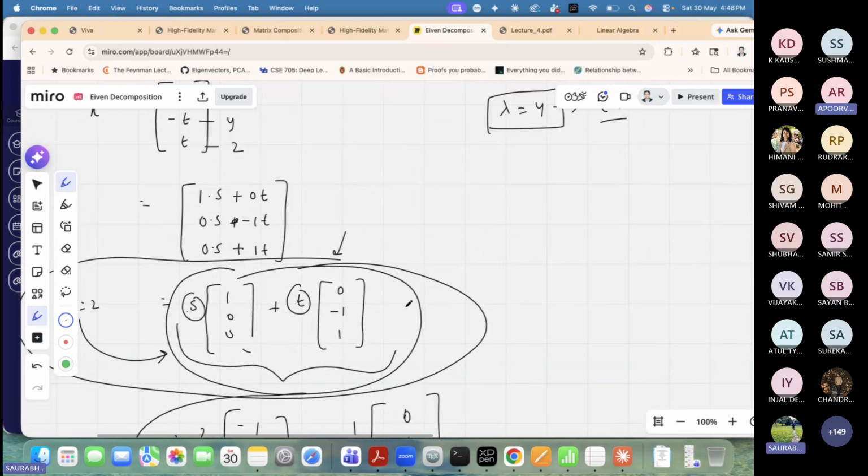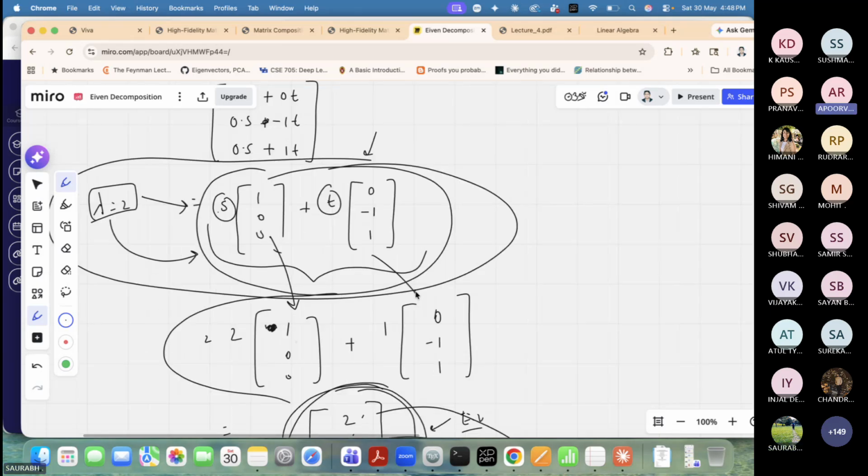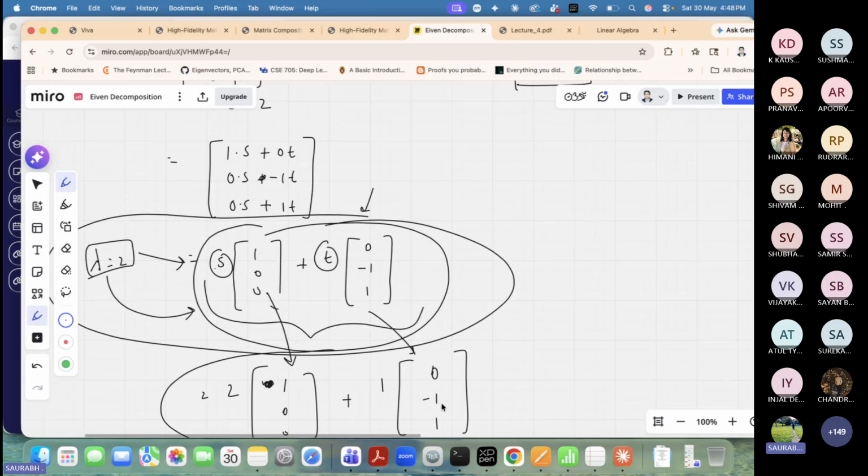Yeah, so you said where lambda equals 2, s times the vector 1 0 0, and when we substitute s equal to 2, then the vector becomes minus 1 0 0. So where did this minus come from? Sorry, this is not minus. I was just writing this as... Understood. Clear now, thank you. Sorry, I made that mistake.